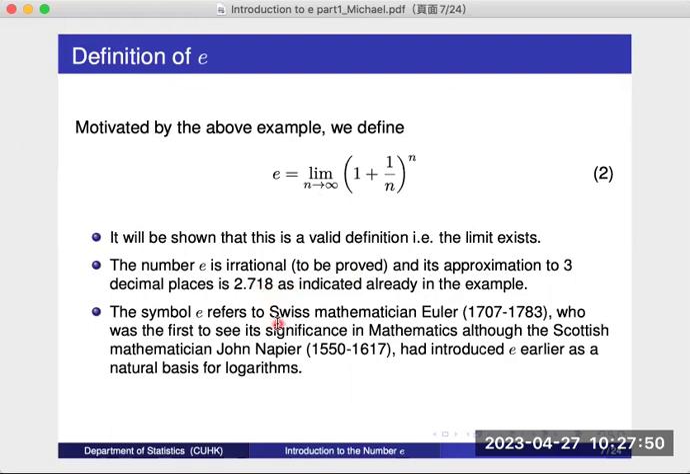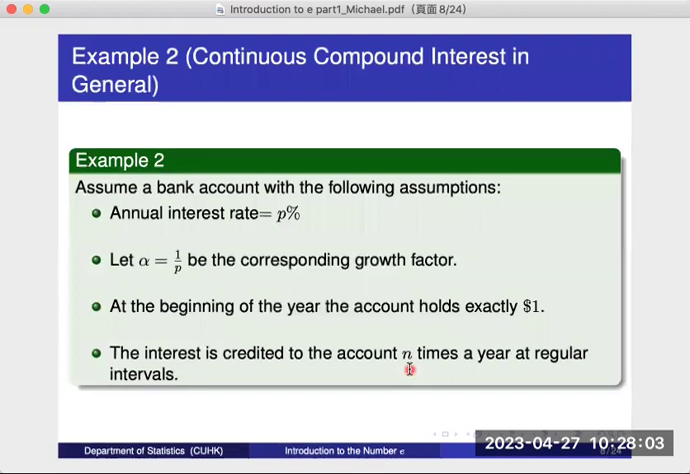The symbol e refers to the Swiss mathematician Euler, who was the first to see its significance in mathematics, although the Scottish mathematician John Napier had introduced e earlier as a natural basis for logarithms.